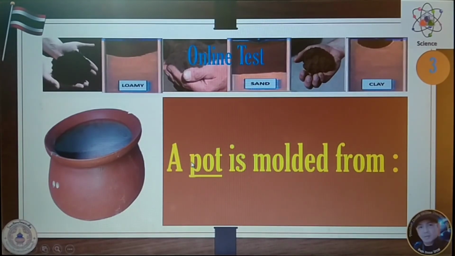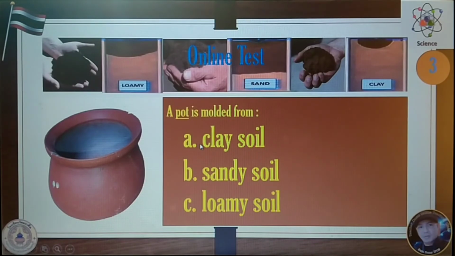Online test 3. A pot is molded from A. Clay soil, B. Sandy soil, C. Loamy soil.